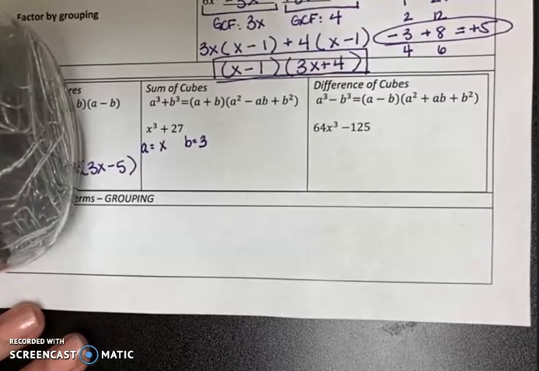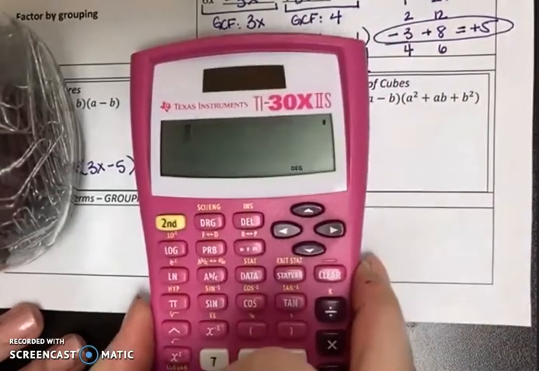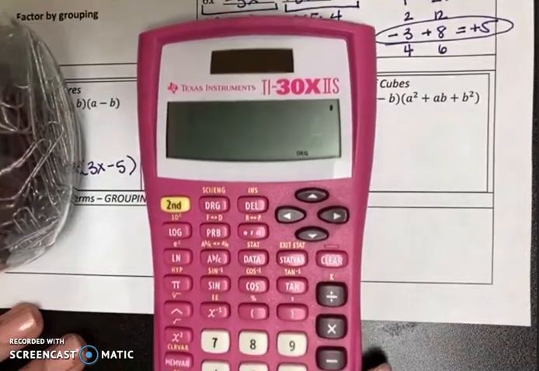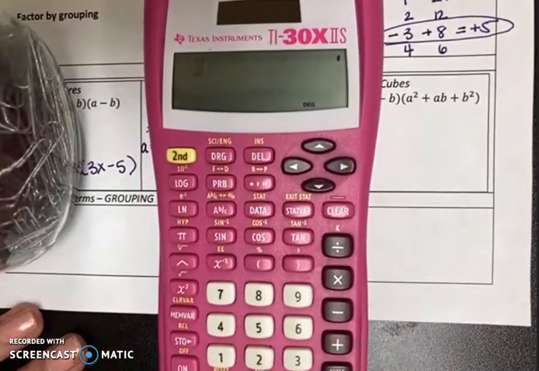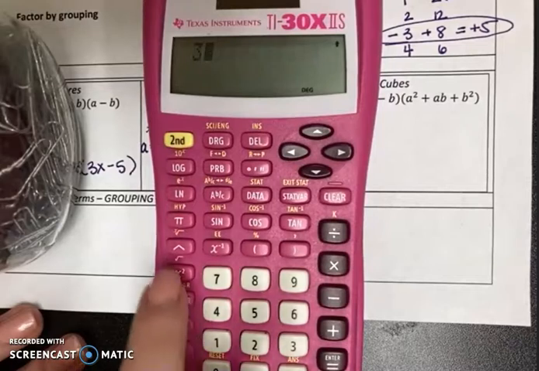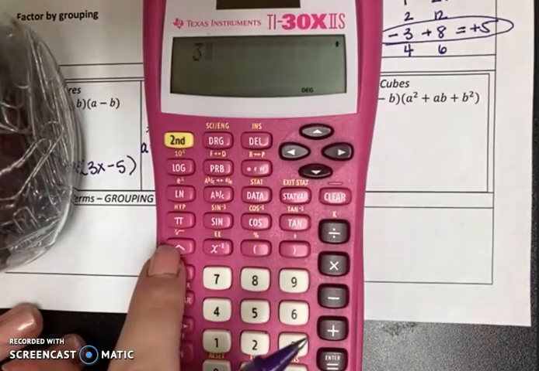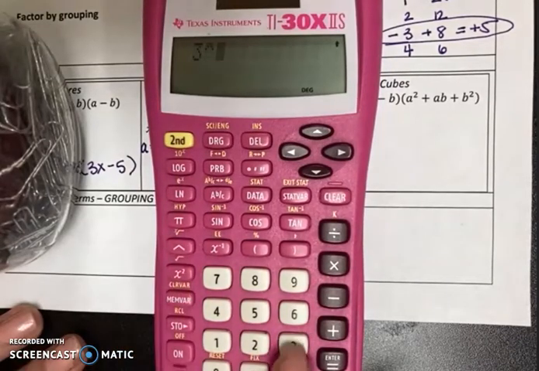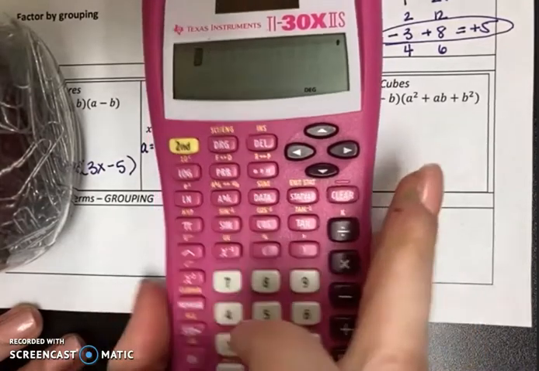Also, if you're ever unsure, just use your calculator to check. As a reminder, if I wanted to see what 3 cubed is, I would plug in my 3. And then for the power, I would use this little caret button here. And then cubed. 3 cubed is 27. So it did in fact work.